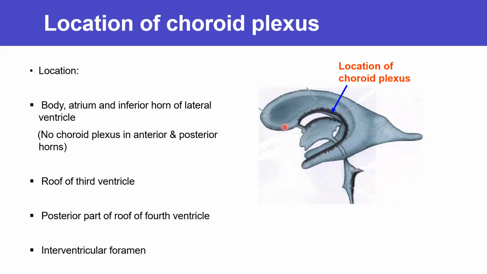Location of the choroid plexus: the body, the atrium, and the inferior horns of the lateral ventricle, the roof of the third ventricle, and the posterior part of the roof of the fourth ventricle, and also the interventricular foramen.